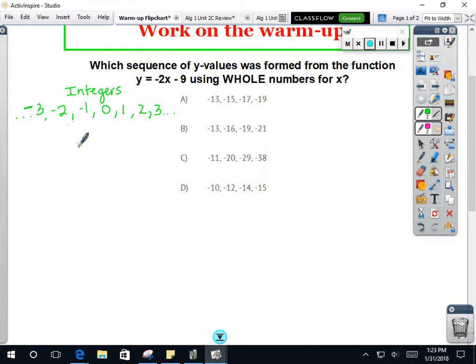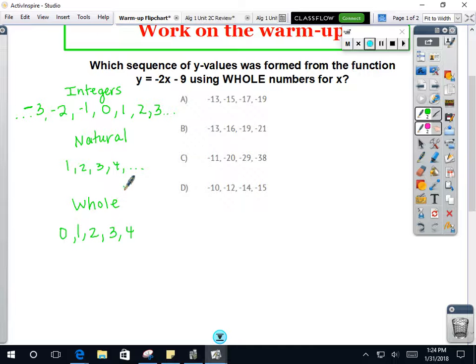Then you also have what we call natural numbers. Natural numbers are just numbers like the numbers you learn how to count as a young child: 1, 2, 3, 4, and so on. Whole numbers are very similar to natural numbers, except whole numbers also include the number 0. So integers include the negatives, natural numbers start at 1 and go up, and whole numbers include 0 and go up. Do you see the difference between the three types of numbers?